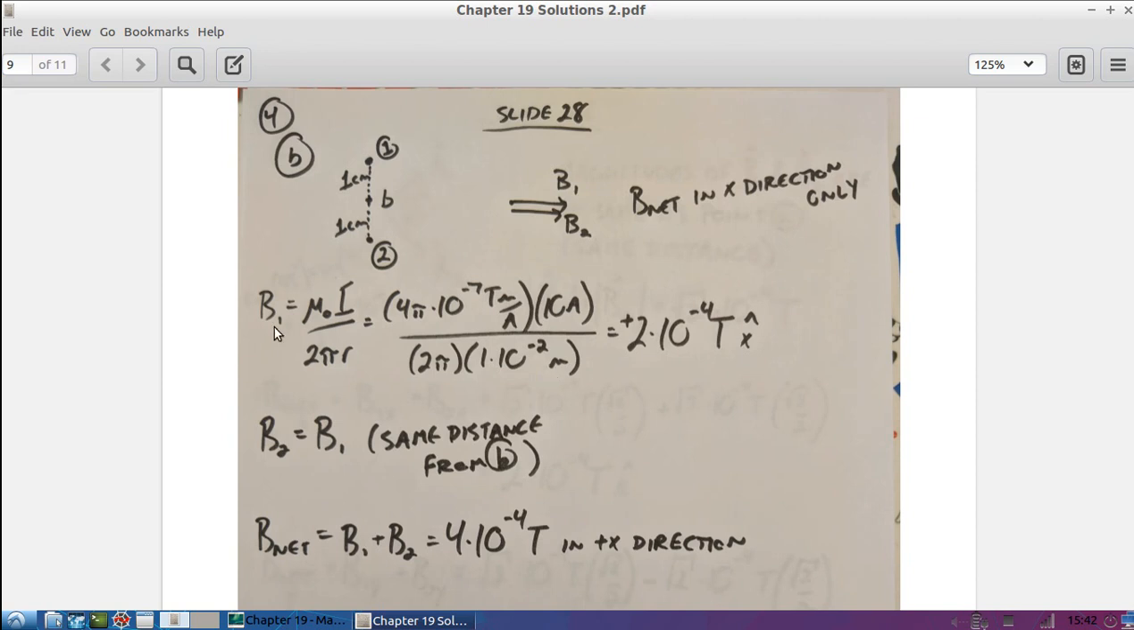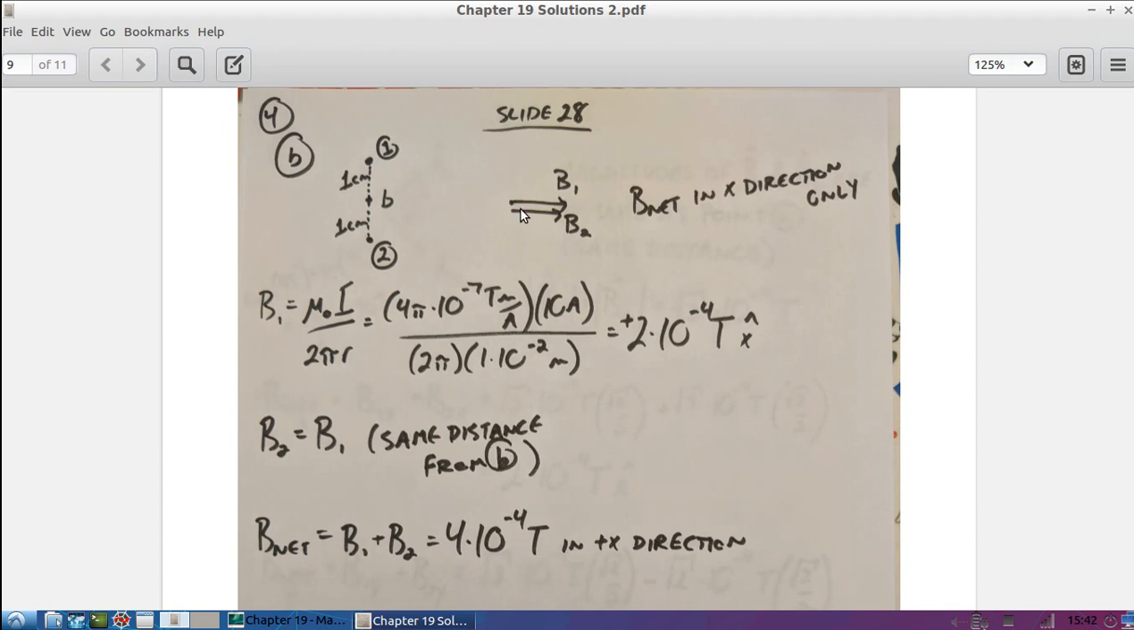Okay, so calculating B1, the magnetic field due to the top wire, mu naught times I, current is still 10 amps, over 2 pi R, I get 2 times 10 to the negative 4 Tesla in the positive x direction. B2 is the same distance from location B, and it's the same current, so B2 is going to be equal to B1. I'm going to do the same calculation. B2 is also 2 times 10 to the negative 4 Tesla, so I add B1 and B2, which is this quantity times 2, so it's just 4 times 10 to the negative 4 Tesla.